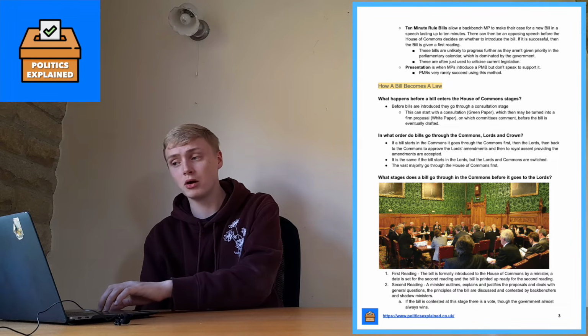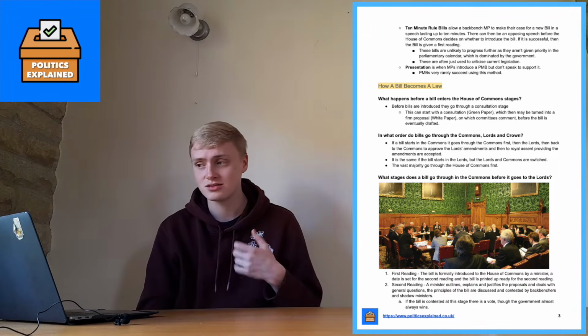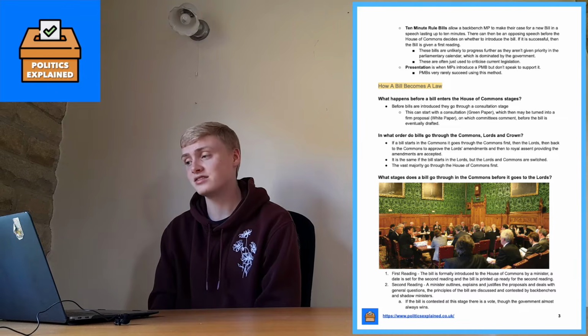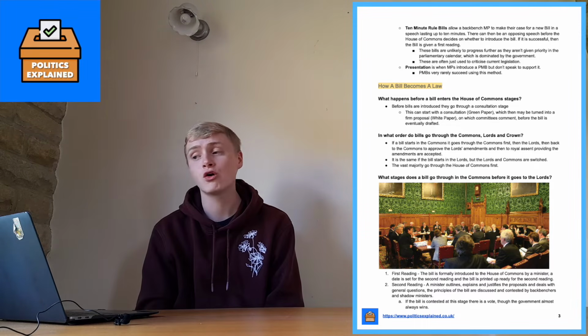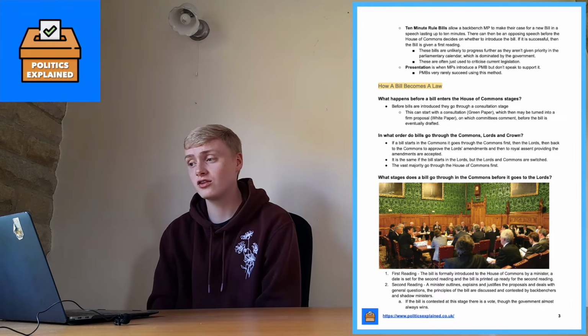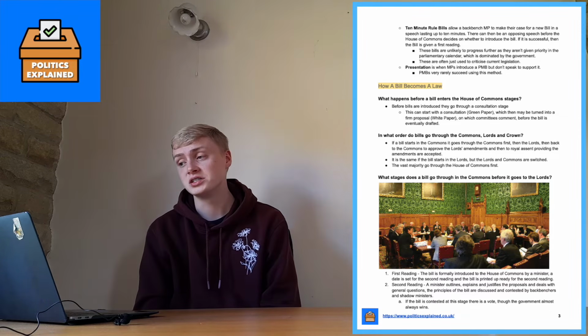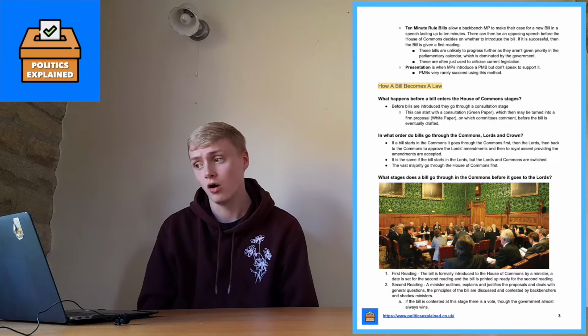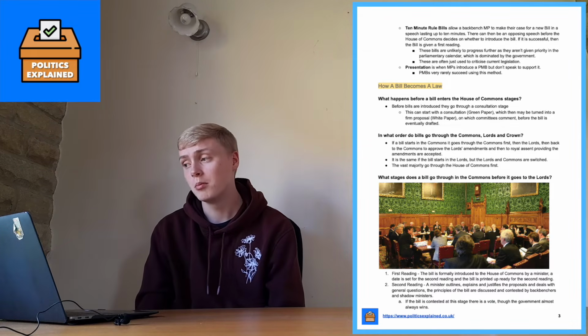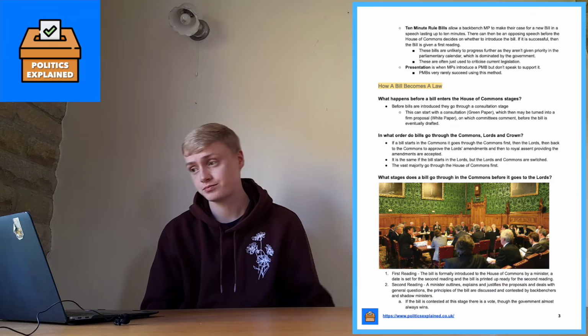So now looking at how a bill becomes a law and the different stages. Before a bill enters the House of Commons stages, it goes through a consultation stage. This starts with a consultation, a green paper, which then may be turned into a firm proposal, a white paper, on which committees comment before the bill is eventually drafted.